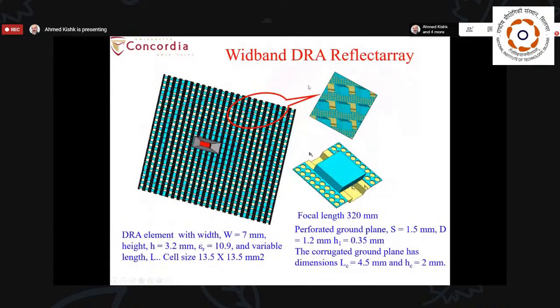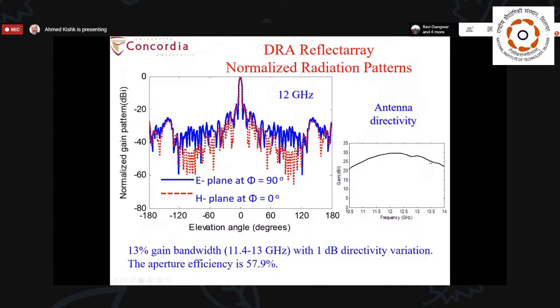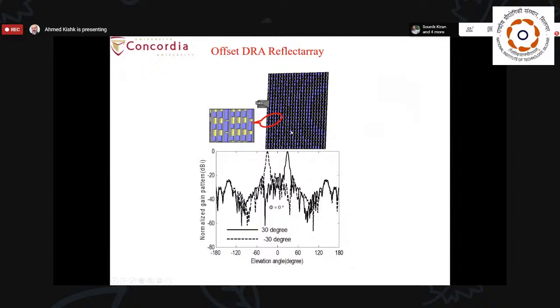Also, a reflector array is known to have a problem of narrow bandwidth, but if we make the elements and adjust their phase with dielectric resonators, we can increase its bandwidth. And here is the gain versus frequency and a sample of the radiation pattern. This is for the offset type, where we can have the beam off the broadside.